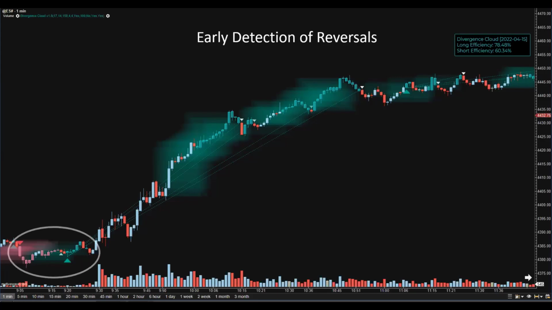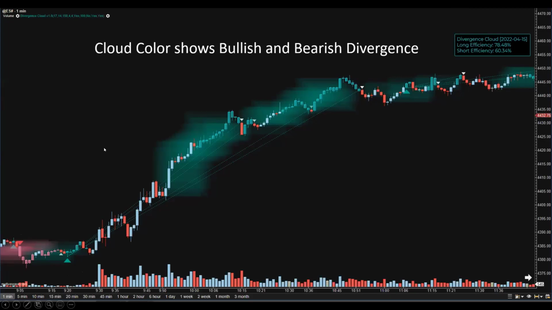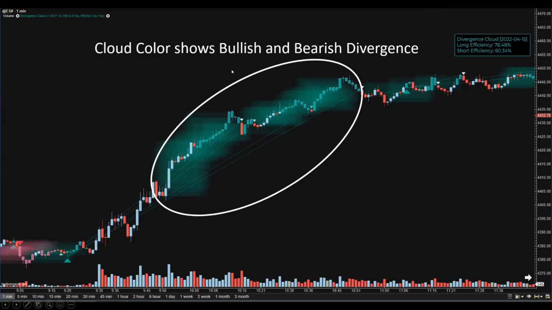Divergence Cloud allows you to detect all kinds of market moves. In fact, four different market moves, including the early detection of reversals. And we have equipped Divergence Cloud with this glowing color behind the price bars, which shows you whether we have a case of bullish or bearish divergence.